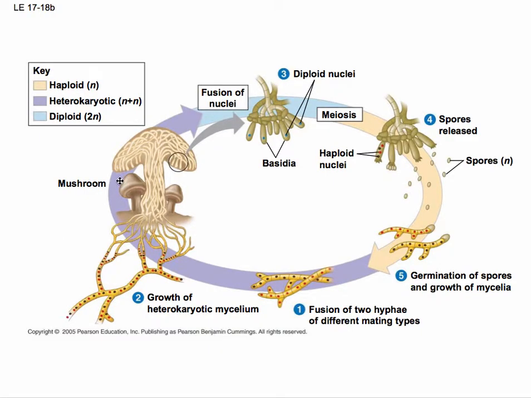Here's the mushroom fruiting or spore producing body. Here is the mycelium, which is heterokaryotic in that each little cell has two haploid nuclei. In the mushroom, at the edge of the gills, two of those haploid nuclei fuse to form diploid nuclei, which are on the edge of these club-like structures called basidia. You get meiosis going on, and here are the little spores. So when you think mushroom spores, this is where they're produced.